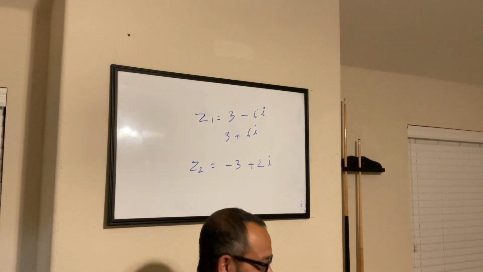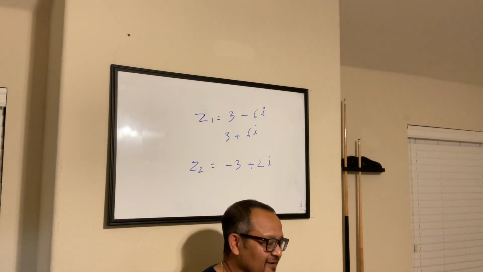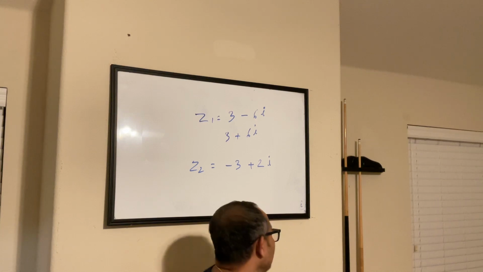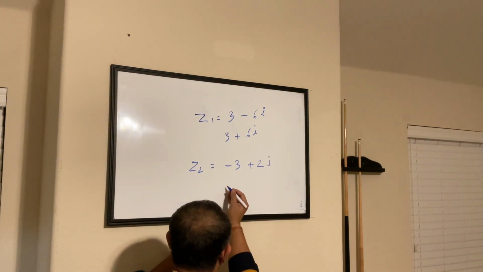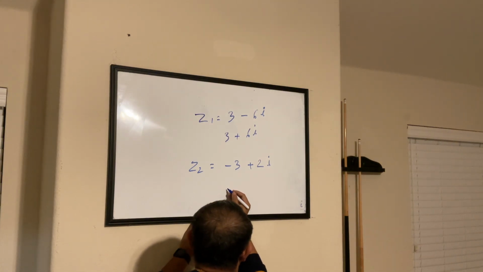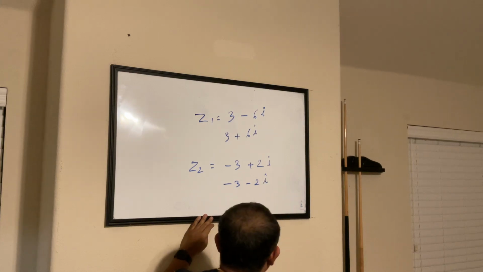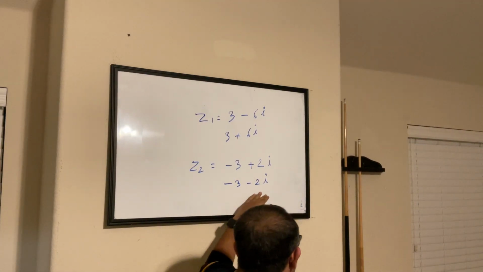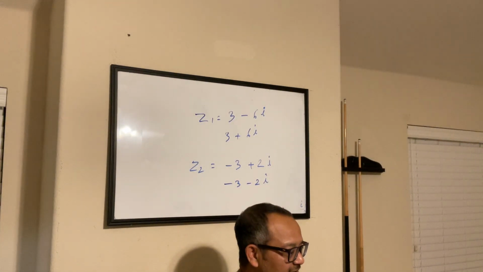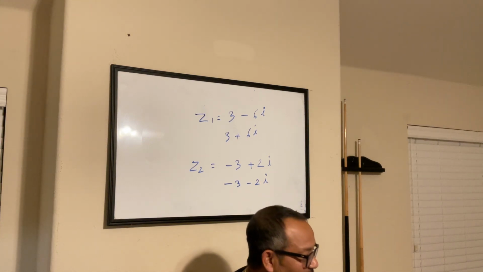How about this guy? Dave, do you want to give it a shot? Yes, okay, sir. Yeah, tell me. The conjugate, we just reverse the sign of the imaginary part and it becomes negative 3 minus 2i. Okay. And Prisha, do you think this is right? Yeah. So yeah, you both are right.